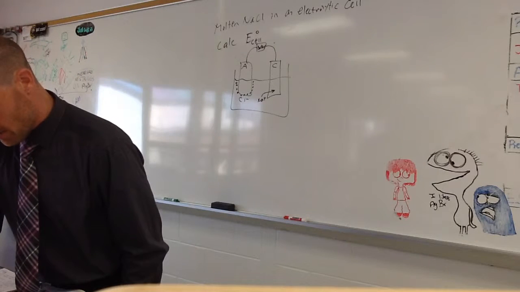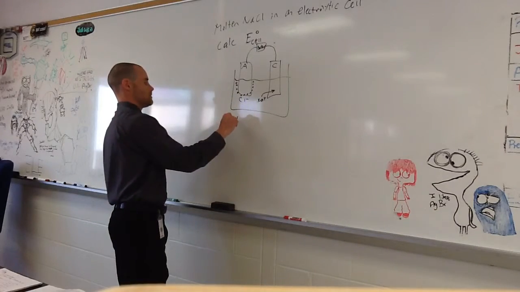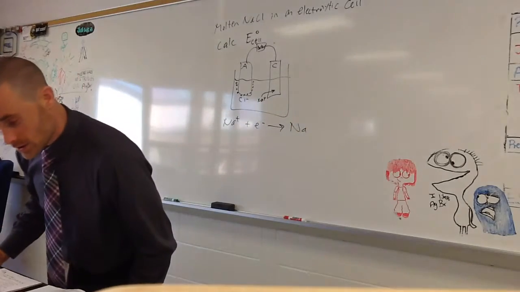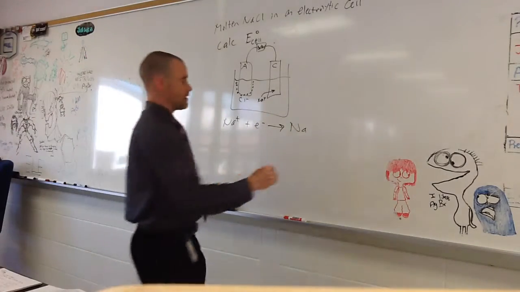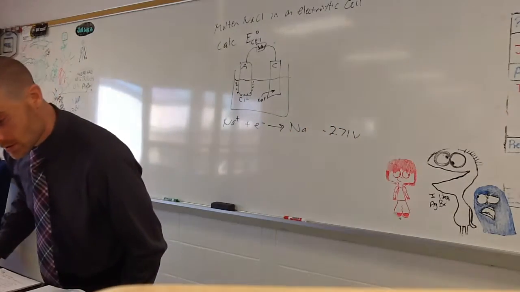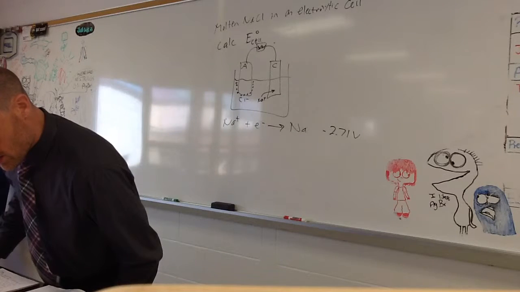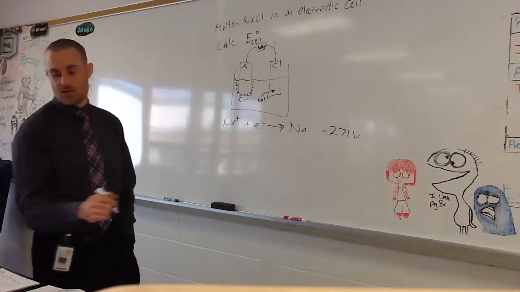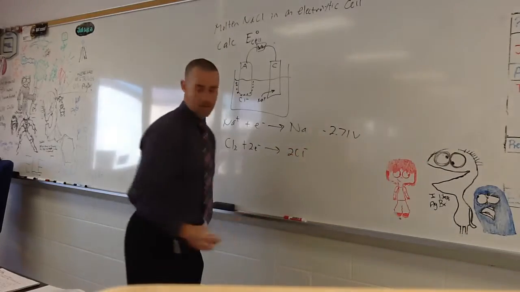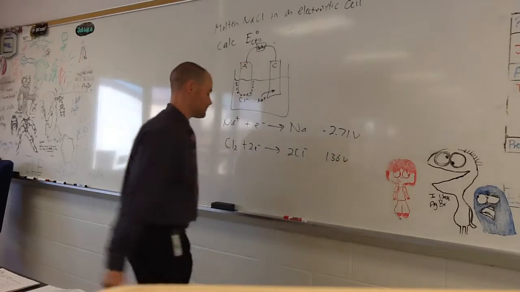So let's find Na plus. Let's write them both down. So you have Na plus plus an electron yields Na, and the E naught is negative 2.71. Let's find the Cl minus. It's up top there. Cl2 plus 2 electrons yields 2 Cl minus. And that one is 1.36 volts.